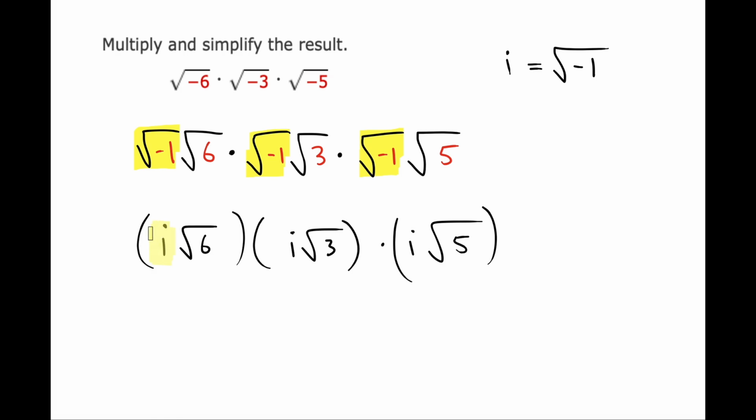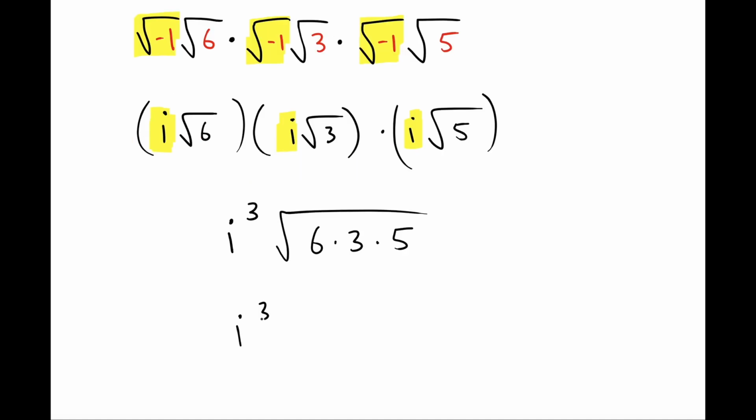The i's are alike, so they can be multiplied together here, creating i to the power of 3. That's 3 i's being multiplied together. And when it comes to the square root part, we can combine them under one radical now. So we're going to get i to the third times the square root of 90.